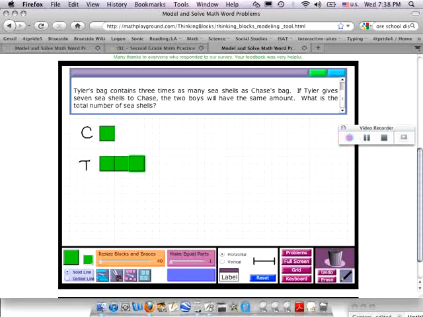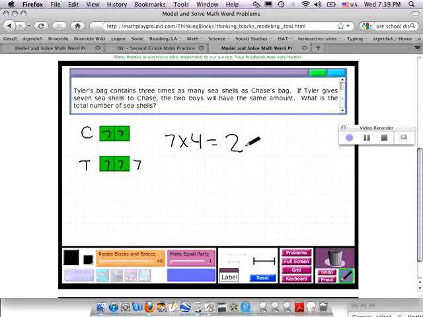Now you know the value of this one block is 7. Because when he gives 7 away, they have the same amount. And if this block is 7, then these are all 7, and you wind up with 7 times 4, 7 plus 7 plus 7 plus 7, which equals 28. Now, I think that way is a little bit simpler, but if you're not fully understanding that, then use the blocks, or use the table method.